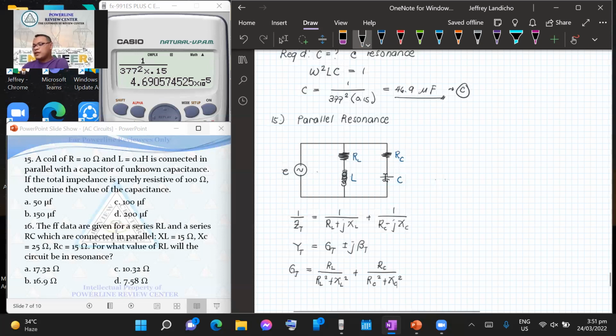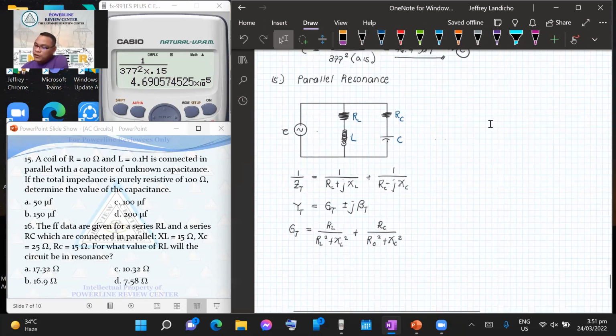So, ibig sabihin, let's say, wala tayong resistance kay capacitor, purely capacitor. RC is 0. If RC is 0, so tanggalin mo lang ito. Ito ang matitira. Same also, kung wala tayong resistance kay inductance, zero mo ito, so tanggal ito, ito lang ang matitira. Okay? Kaya general yung ating formula. Meron kang RL and you have also RC. Now, ano yung ating net susceptance? So, this given net susceptance, it should be equal now to the capacitive susceptance minus the inductive susceptance.